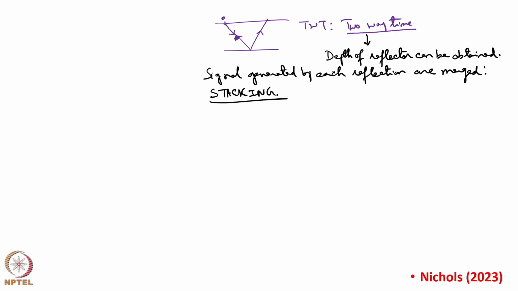From this point a seismic wave can be sent and it gets reflected on this plane and comes back. The time required to go and then come back combined is called the two-way time, and from this two-way time the depth of the reflector, the depth d, can be obtained. Signals generated by each reflection are merged, and this process is known as stacking.